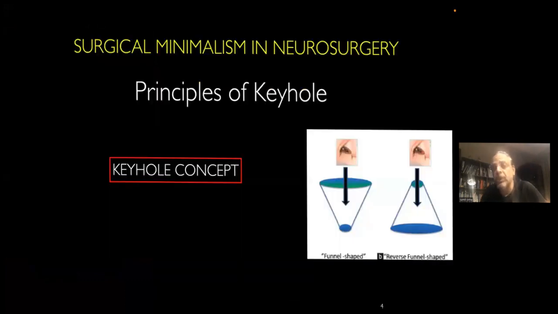So there are some principles of the keyhole as to how one can achieve that, and this is what is known as the keyhole concept. It is a reverse funnel-shaped concept. In a normal microscopic vision, the vision is funnel-shaped, broader outside, narrow inside, and it is the exact reverse in the case of a keyhole craniotomy. It's narrow outside and broad and wide vision inside, and hence this keyhole approach is most suited for tumors that are located deep below the skull.